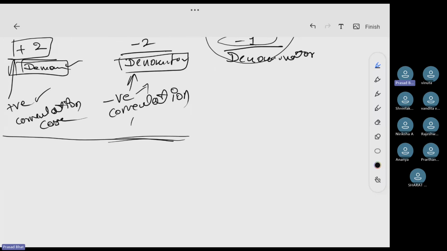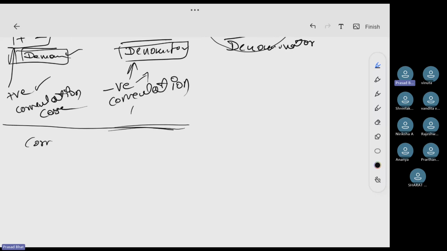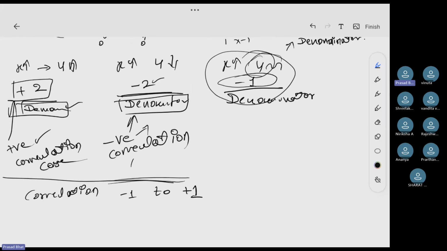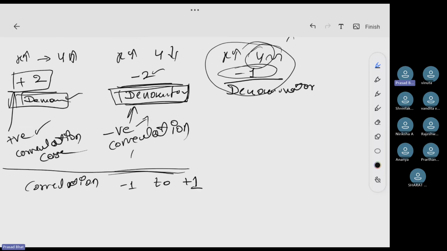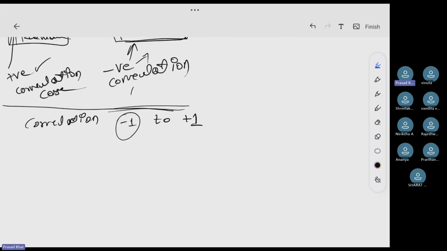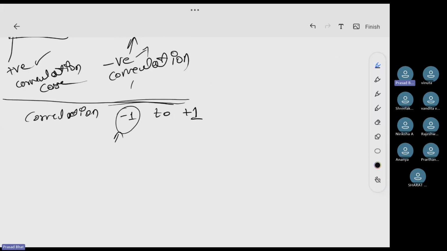It is something like this. Correlation is a metric and it always ranges between minus 1 and plus 1. It is standardized. When you divide this value by the denominator, only then do you get this scaling of the value. Clear? Please keep it in mind. If we have a correlation of minus 1, it is full negative correlation.